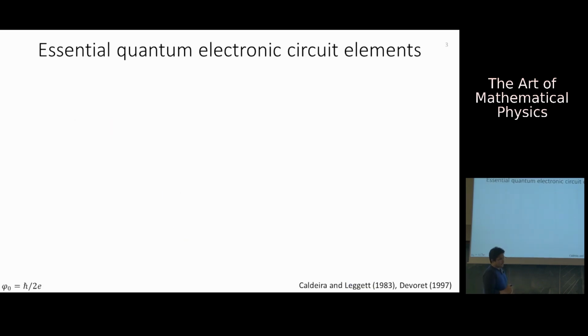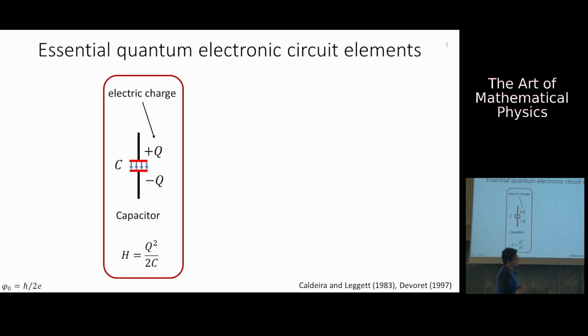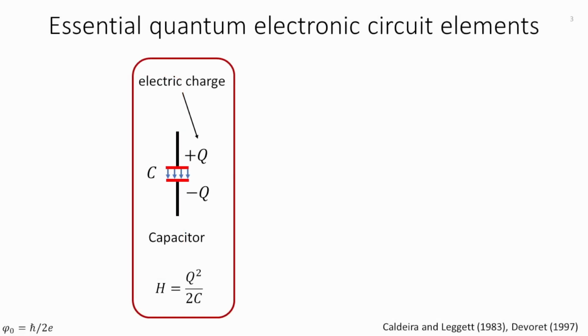Okay, so what are these circuits? They are essentially very simple, and the first element is something that you all know. It's a parallel plate capacitor. The Hamiltonian of this capacitor is Q²/2C, and this is just the electrical energy in the capacitor plates.